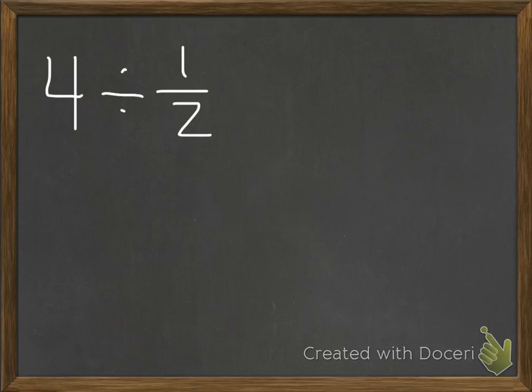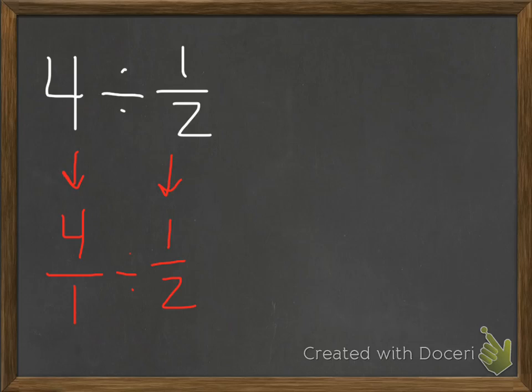First thing we got to do, just like we did with multiplication, is put a 1 below the whole number. So now we have 4 over 1 divided by a half. That's step 1. The next thing we're going to do is KFC, Kentucky Fried Chicken.